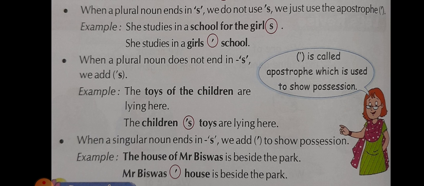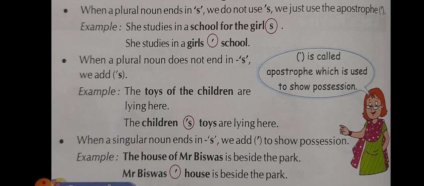When a plural noun ends in S, we do not use apostrophe S. We just use the apostrophe, only the comma above. Example: She studies in a school for the girls. Means she studies in a girls' school.